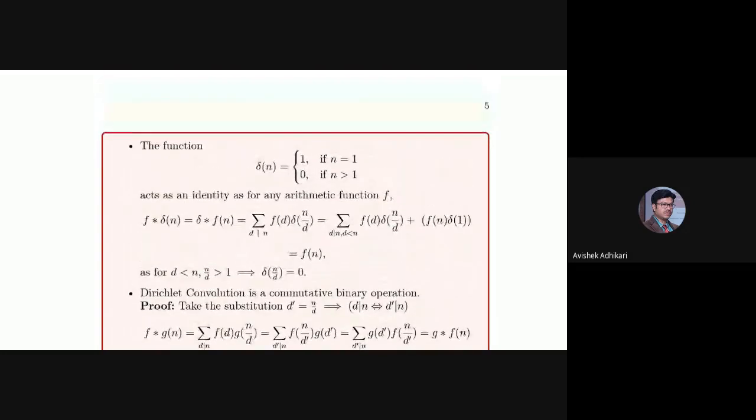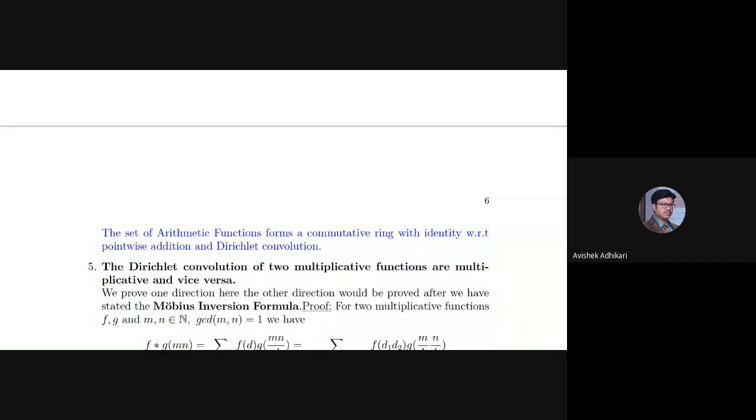So this proves that delta(n) plays as a multiplicative identity for all the arithmetic functions with respect to the binary operation Dirichlet product. So now we can see that the set of arithmetic functions forms a commutative ring with identity, and which is that identity? That is the delta function, with pointwise addition and Dirichlet product or Dirichlet convolution.